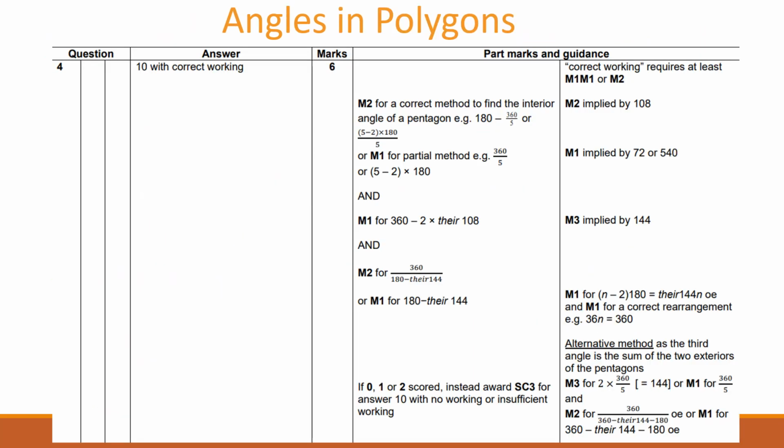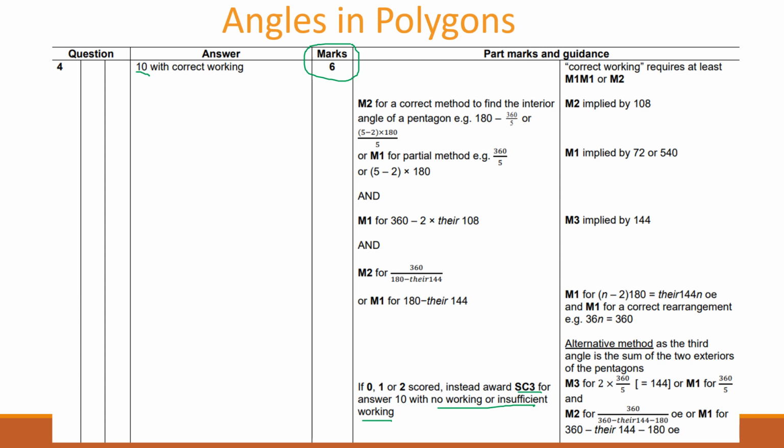Now the mark scheme tells us the answer is 10, and there are 6 marks in this question. Now down the bottom in the middle, I've got SC3 for the answer of 10 with no working or insufficient working. So basically, if you wrote down the answer 10, the maximum number of marks you can get is 3 marks. You have to show your working.